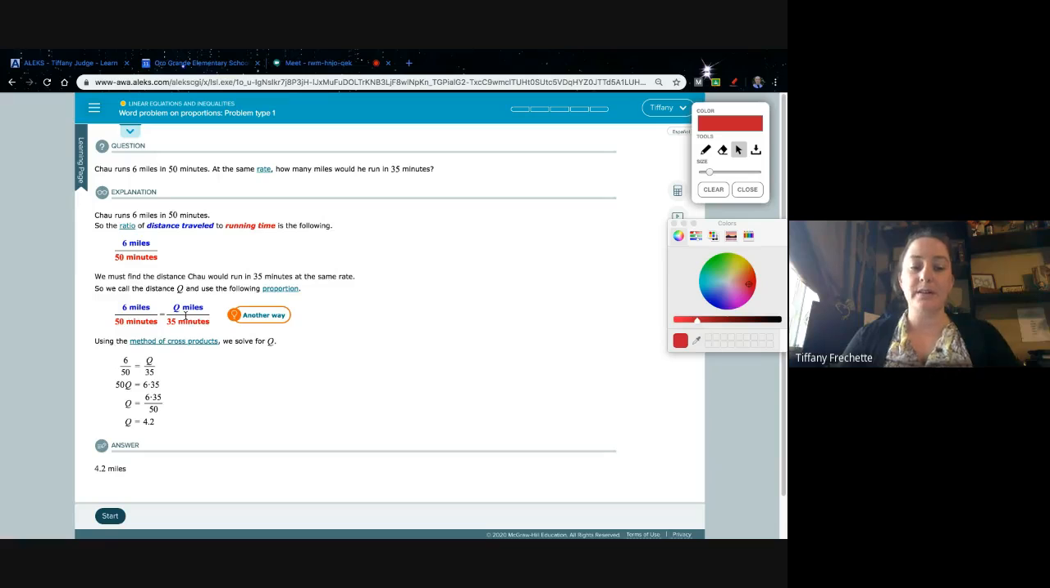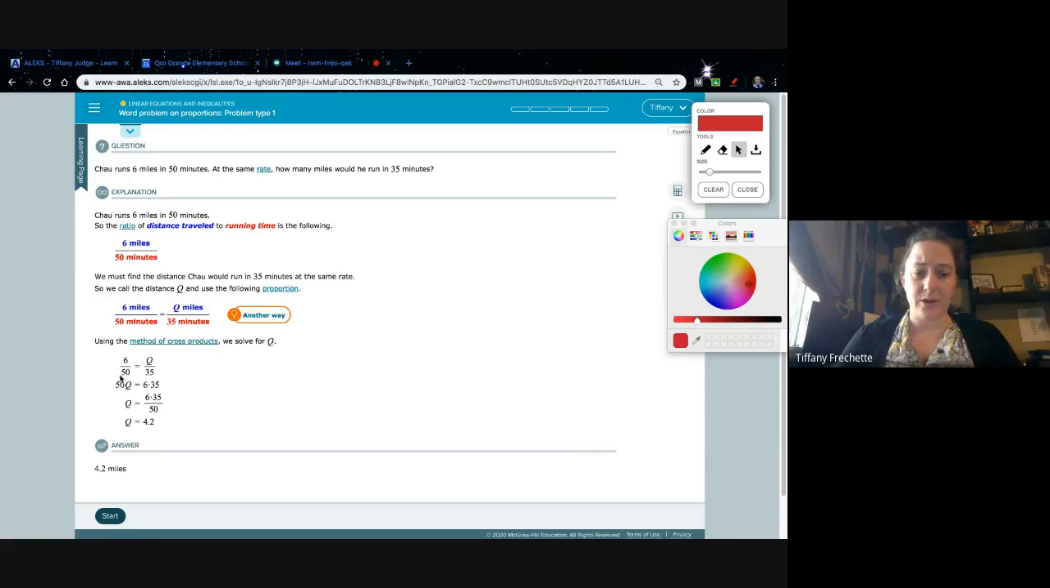Once we have it written, we can kind of ignore the units, the miles and the minutes. Having them in here makes it a little bit more complicated. So once we know it's 6 miles, 50 minutes, Q miles, and 35 minutes, we can go ahead and ignore the units. And we just have 6 over 50, Q over 35. This makes it a little easier instead of having to cancel out all of the units later.